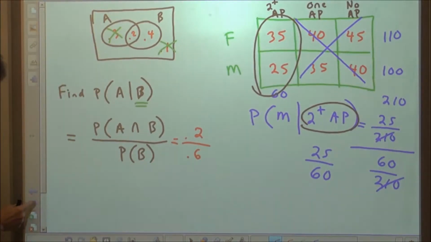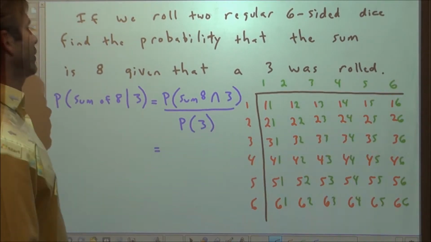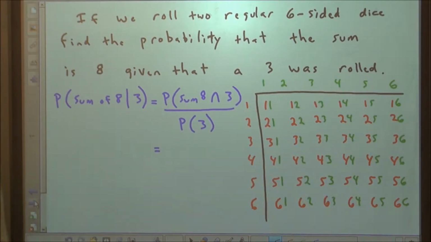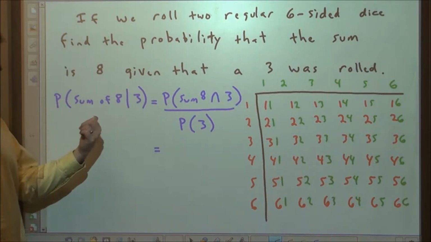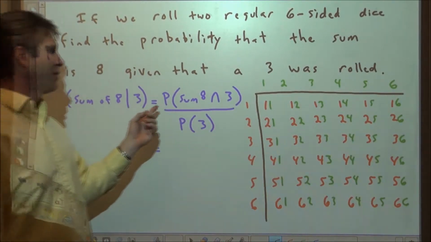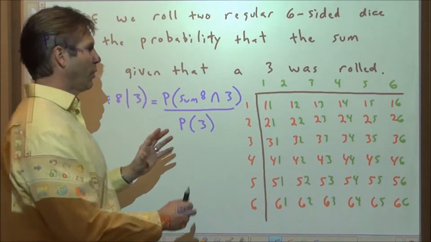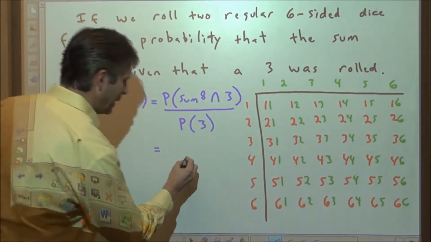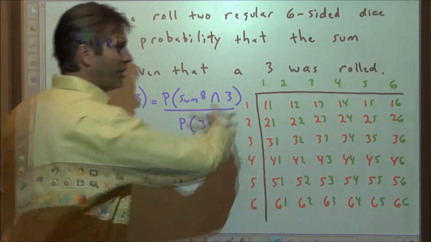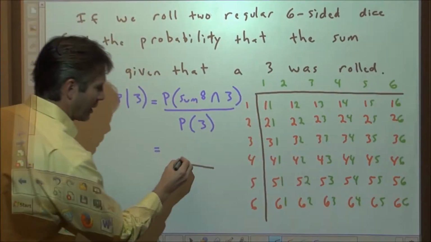So now let's suppose we're going to roll 2 regular 6-sided dice. We want to find the probability that the sum is 8, given that a 3 was rolled. Well, we can follow the formula here again. It's the probability the sum of 8 given a 3 was rolled. So we want to find the probability that we get a sum of 8 and a 3 was rolled. Now if we're going to follow the formula, then there are 36 outcomes when you roll 2 dice. 6 times 6, 36 outcomes.